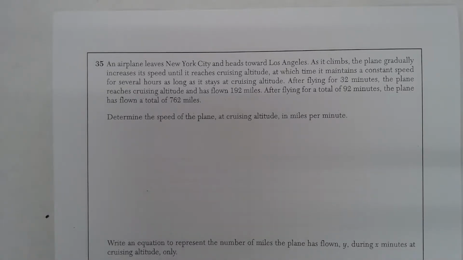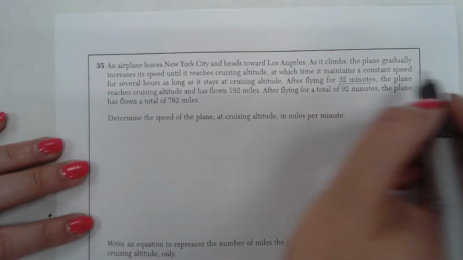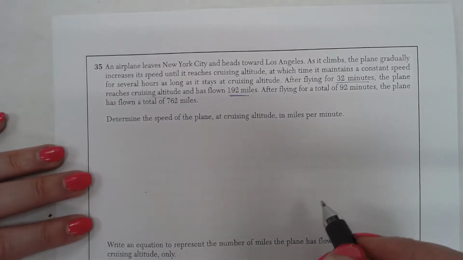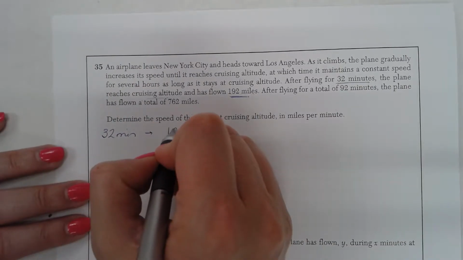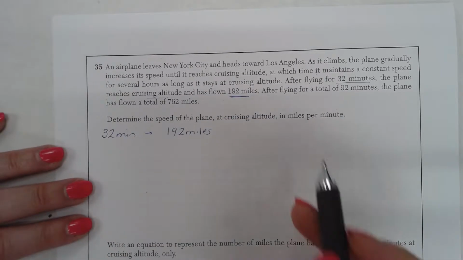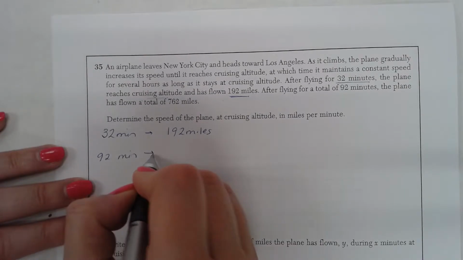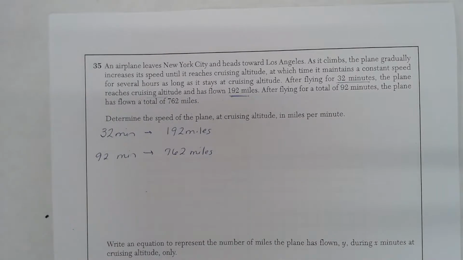Wow, lots of information. First off, after flying for 32 minutes, the plane reaches cruising altitude and has flown 192 miles. Okay, so 32 minutes and the plane has flown 192 miles. So I'm just jotting this info down. After flying for a total of 92 minutes, the plane has flown a total of 762 miles. Now they want the speed at cruising altitude.